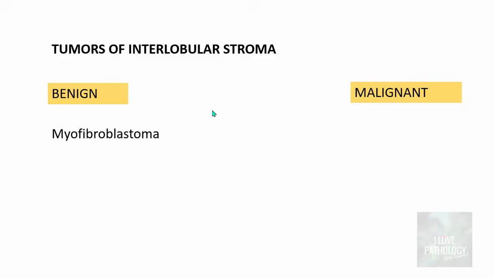Till now we studied tumors of intralobular stroma, right? Now let us just quickly see what are the tumors of interlobular stroma. They can be classified as benign and malignant. Benign tumors include myofibroblastoma, lipomas, and fibromatosis, whereas the only important malignant stromal tumor of the breast is angiosarcoma. That means this is a malignant tumor of blood vessels.